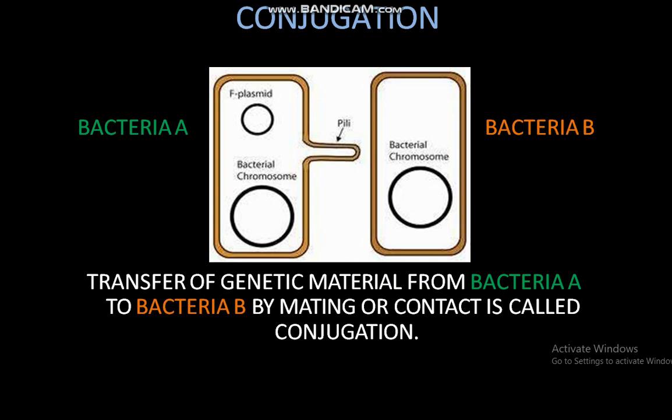Now, conjugation: transfer of genetic material from bacteria A to bacteria B by mating or contact is called conjugation. You can see here in the diagram, two bacteria are shown, bacteria A and bacteria B. A pilus is formed, and with this there will be the transfer of genetic material from bacteria A to bacteria B. So this process is called conjugation.